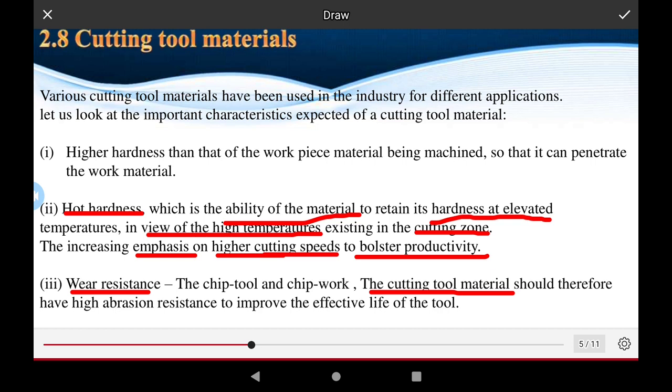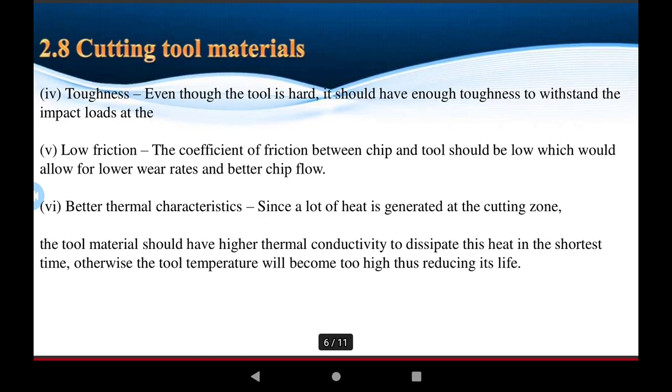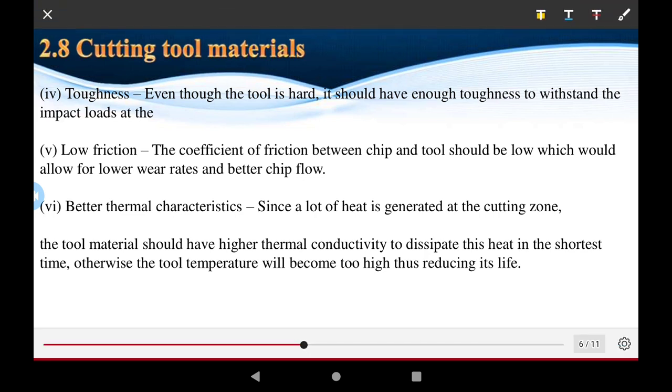The cutting tool material should therefore have high abrasion resistance to improve the effective life of the tools. Toughness of the tool material: even though the tool is hard, it should have toughness to withstand impact load, which is very low in hard materials.